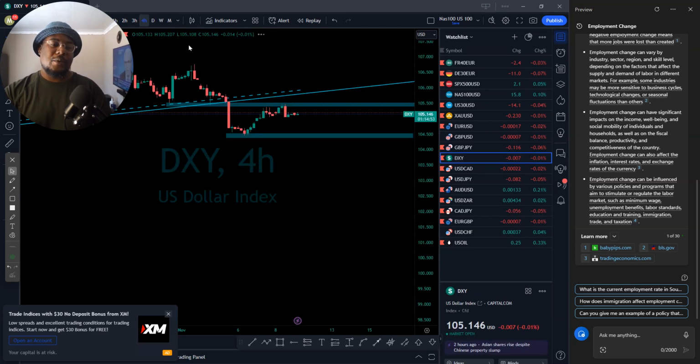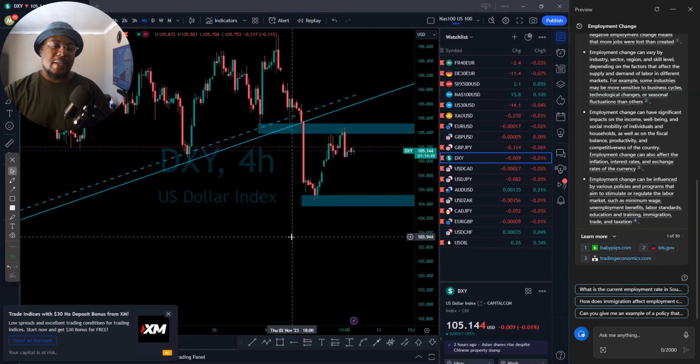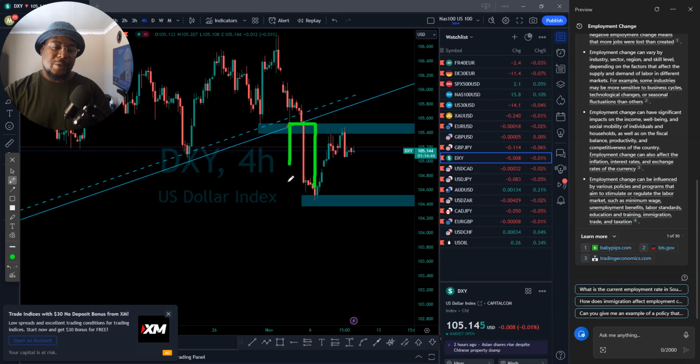Let me just go on DXY, the dollar index. You can see that here the market was selling. The reason behind that is NFP was weaker, so automatically the dollar lost some momentum. I hope you understand that. If the dollar loses some momentum, it's because there are going to be fewer retail sales, which we're going to talk about, right?